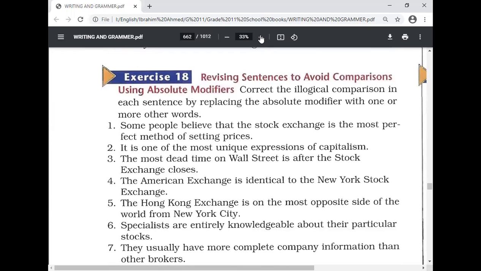Okay, look at the exercise here. Correct the illogical comparison in each sentence by replacing the absolute modifier with one or more other words. Some people believe that the stock exchange is the most perfect. Instead of the most perfect, we can say the best, because perfect is perfect. It is one of the most unique expressions of capitalism. Instead of the most unique, we can say the most particular, the most special, and so on.